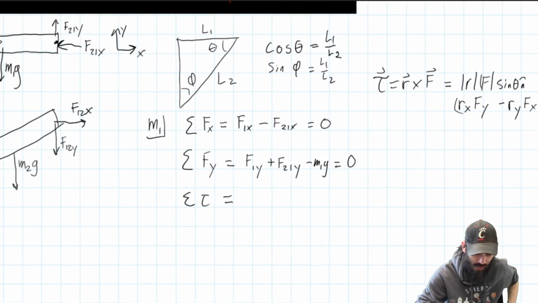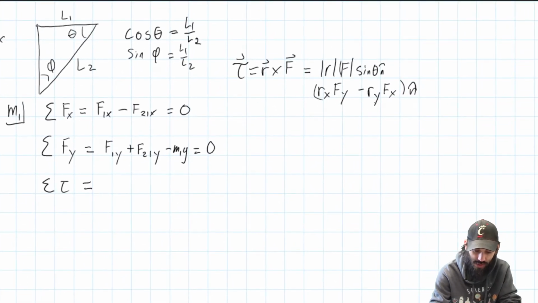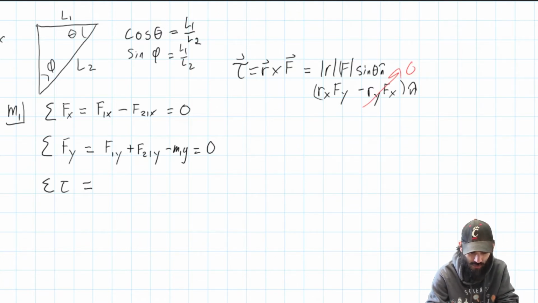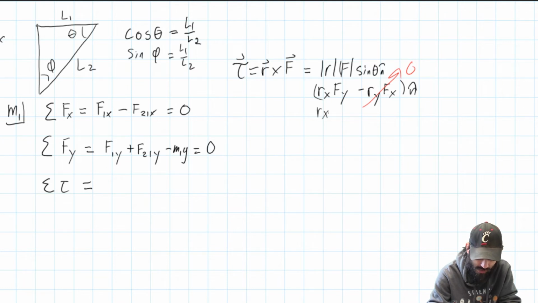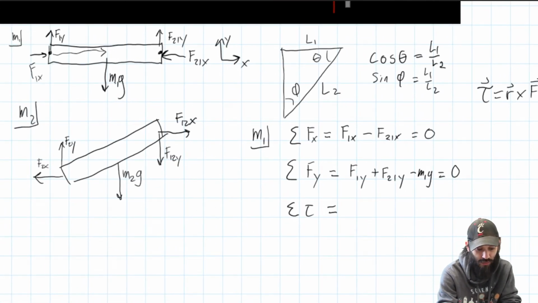Now, looking at this, the R vector is explicitly in the x direction, right? It doesn't have a y component. So this right here is going to give me 0, because Ry is 0. So really what I have here is just Rx times Fy.